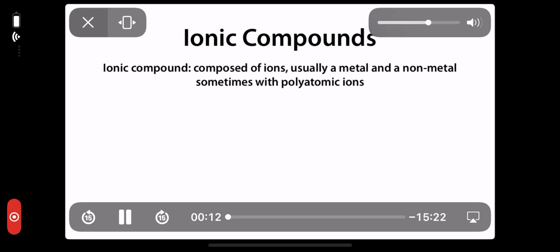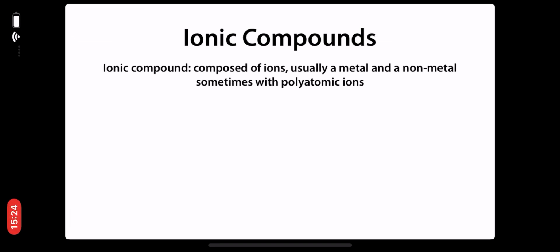Metal and a nonmetal ion. Sometimes these ions can be combined with polyatomic ions. So we could have a metal and a nonmetal ion, a metal and a polyatomic ion, a nonmetal ion and a polyatomic ion, or just polyatomic ions combined.